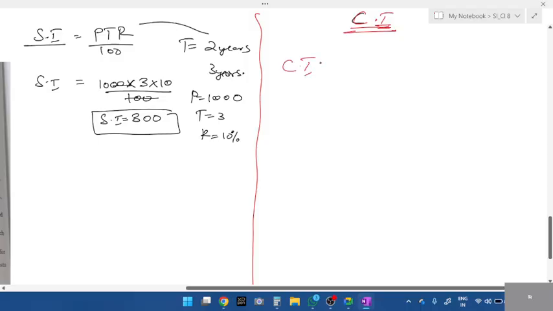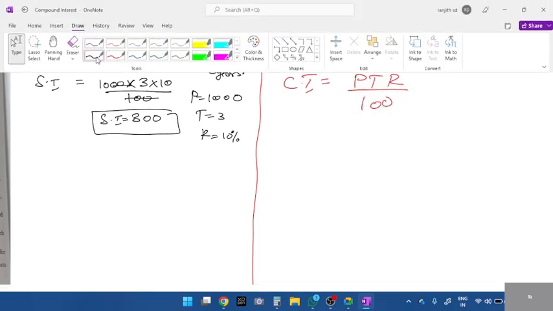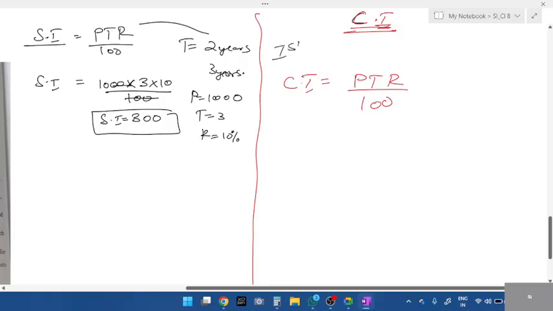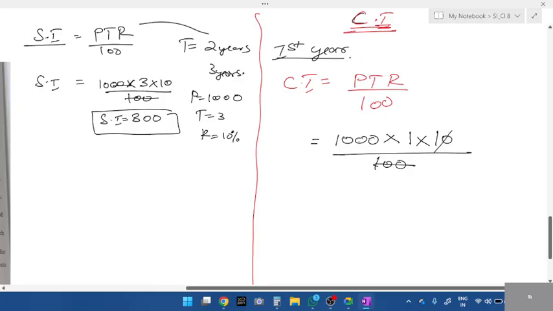Compound interest is equal to, use the same formula, PTR by 100. Total, what's the time period, student? Total, how many years do we have? 3 years. So first year, calculate it as first year. For first year, compound interest is, principal will be the same, 1000 into time. It is always 1, not 3. Time is always 1 year. 1000 into 1 into rate is the same, 10 divided by 100. How much do you get? Two zeros get cancelled. What is left?